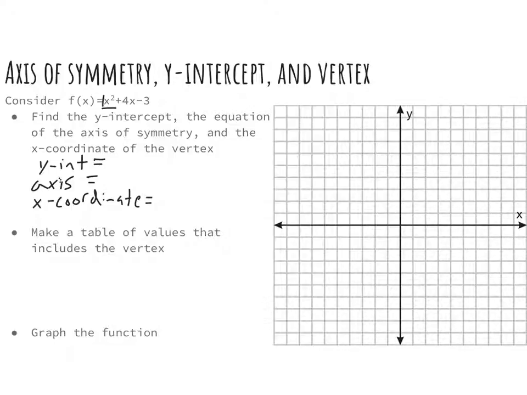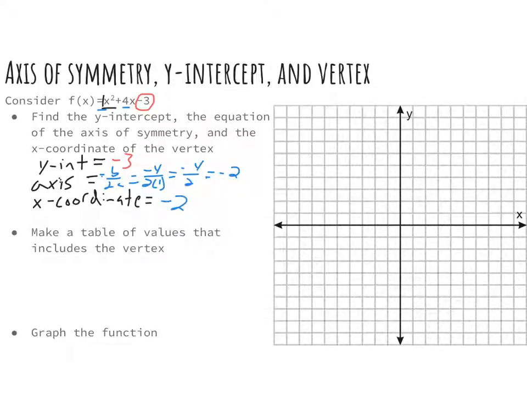So the y-intercept again is at c. Right here we have a negative 3 because it's minus 3. That is our y-intercept. The axis of symmetry, we take b, which is 4, and a, which is 1, and we do negative b over 2a. Well, b is 4, so I've got negative 4. A is 1, so on the bottom I have 2 times 1. 2 times 1 is 2, so I have negative 4 over 2. If I divide that out, I get my axis of symmetry is at negative 2. And then my x-coordinate of my vertex, that's just the same thing.